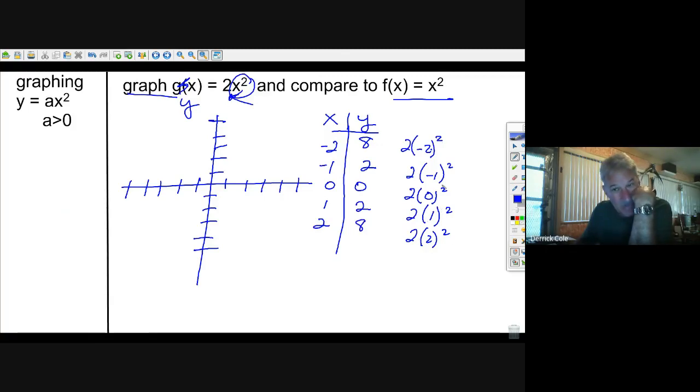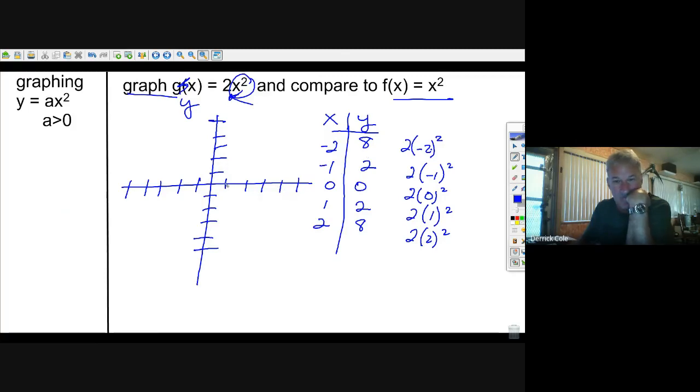Notice I'm squaring first. Order of operations. Got to raise it to the exponent first. I'm not going 2 times -2 and then squaring it. That would be 16, right? 2 times -2 is -4, squared. I get 16. All right, so check it out: 8, 2, 0, 2, 8. So this is going from -2 on my x's up to 2, and then my y's are this.